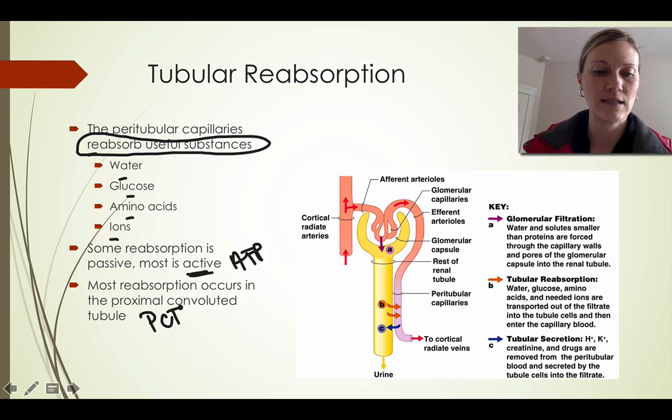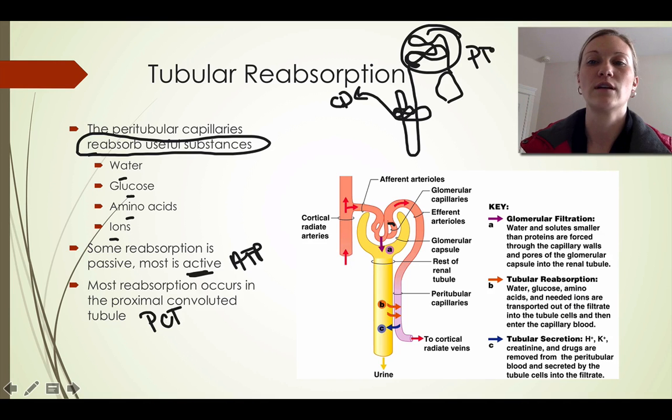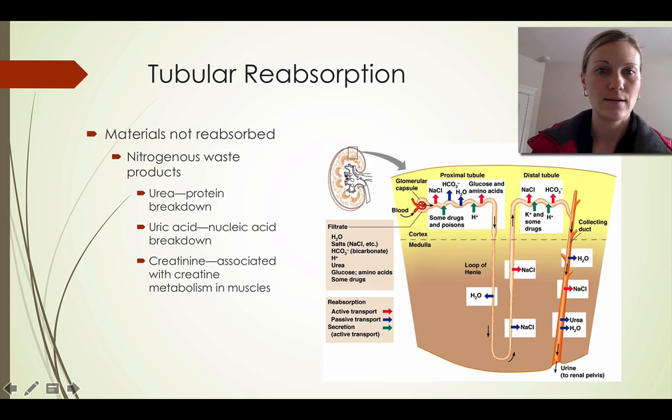So the PCT. Remember, there was that Bowman's capsule here, and then you had the proximal convoluted tubule, and it was kind of all over here. Then you went down to the loop of Henle, then back up through the distal convoluted tubule to the collecting duct. So the collecting duct was here, but the proximal convoluted tubule is up there at the top. All right, so here's a better diagram.